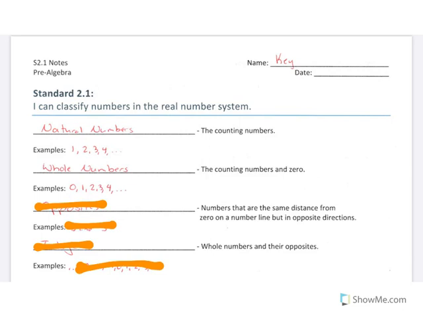Numbers that are the same distance from 0 on a number line but in opposite directions, we're going to call those opposites. Examples are 5 and negative 5. Remember, if we add opposites together, it makes 0. It's something important to know. Add opposites together makes 0.